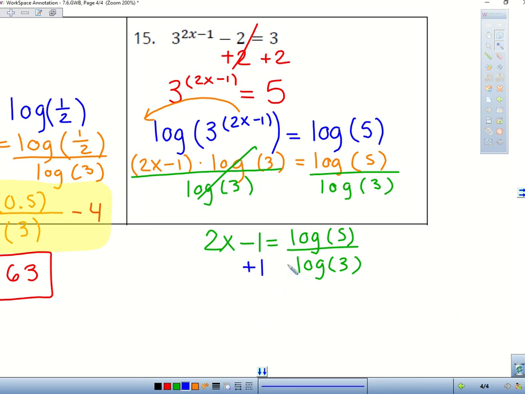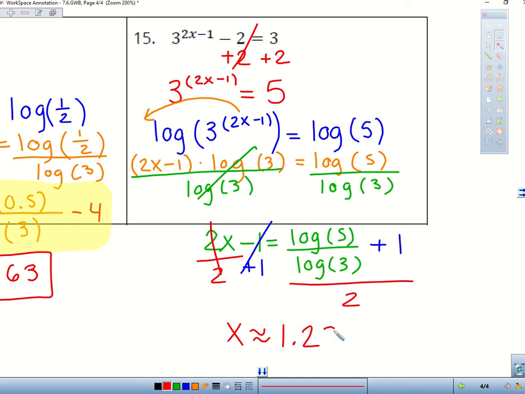So then I'm going to add 1 to both sides. And then I'm going to divide both sides by the 2. And x is going to be approximately whatever this is in the calculator. 1.23. It is 1.23. Very good.